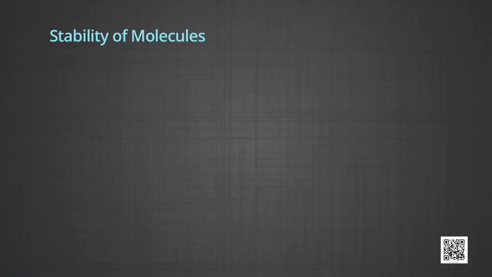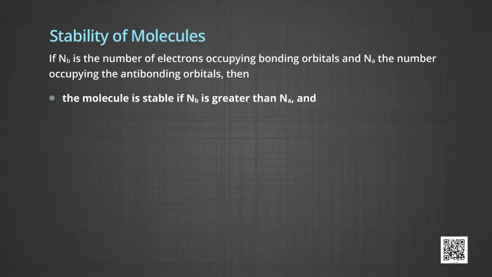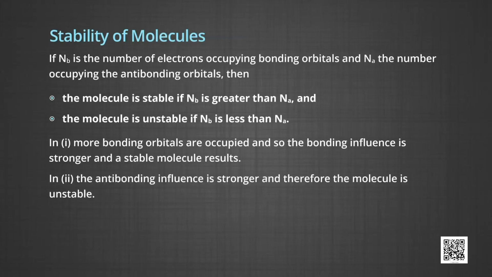Stability of the molecules. If Nb is the number of electrons occupying bonding orbitals and Na the number occupying the antibonding orbitals, then the molecule is stable if Nb is greater than Na. The molecule is unstable if Nb is less than Na. The more the bonding orbitals are occupied, the stronger the bonding influence and a stable molecule results. In the second case, the antibonding influence is stronger and therefore the molecule is unstable.